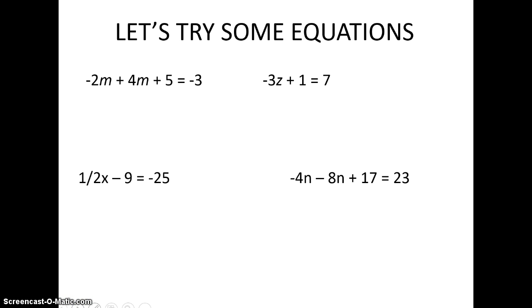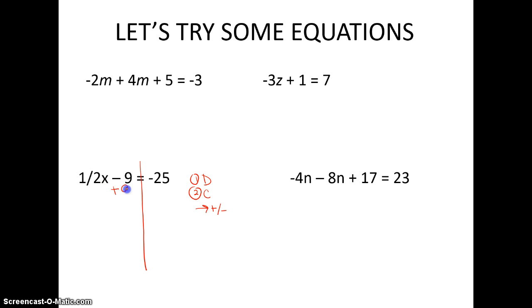Let's try some equations. I think that probably the hardest one here is the third one, 1/2 x minus 9. So let's skip down to the third one. I have no distribution to do. I have no combining like terms, but I do have a subtracting and a dividing. So let's first get rid of any addition or subtraction.